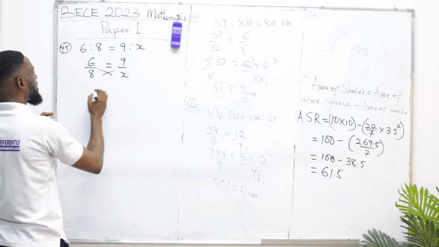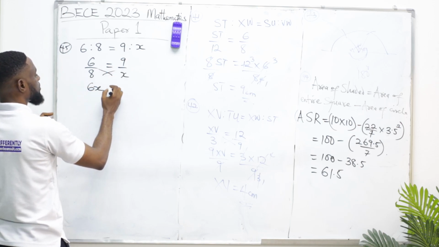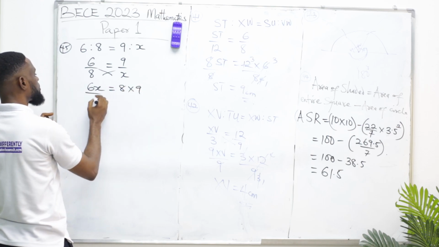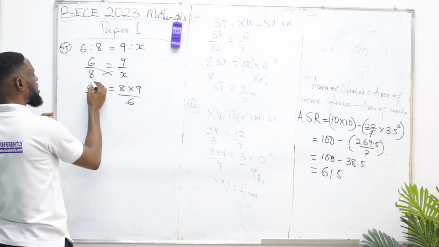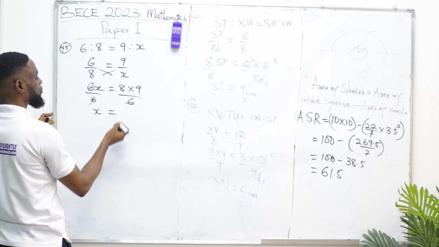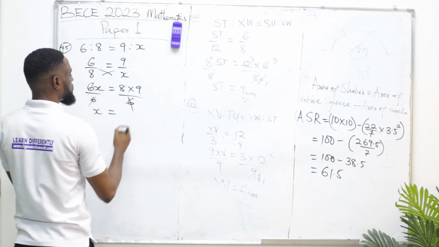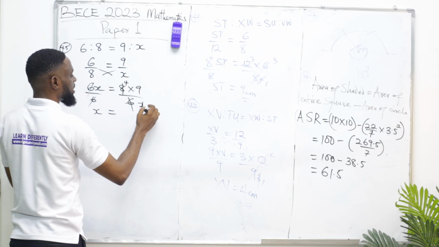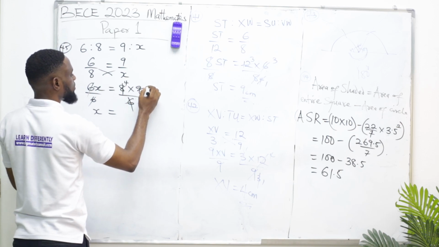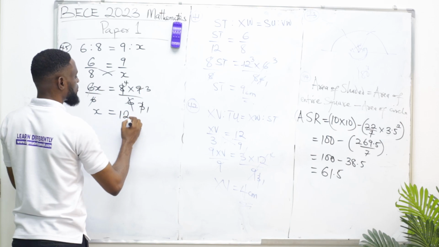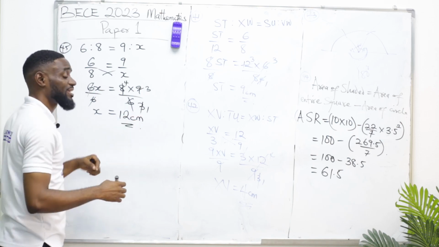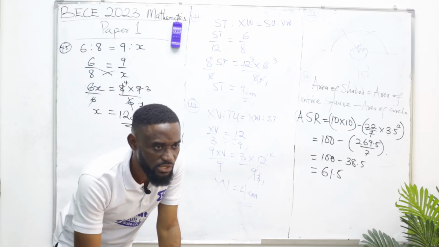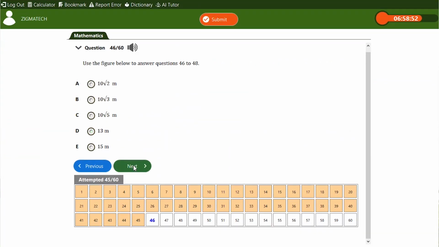So we cross multiply. So this is 6x is equal to 8 times 9, right? So 6 here, 6 here, so x will now be equal to 2 here, 3; 2 here, 4; 3 here, 1; 3 here, 3; 4 times 3 is 12. So this is 12 cm. So the diameter of the bigger tin is 12 cm. All right? Okay, let's go to the next one.